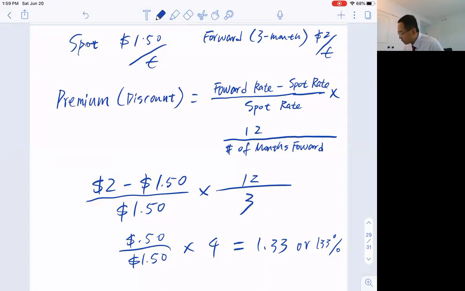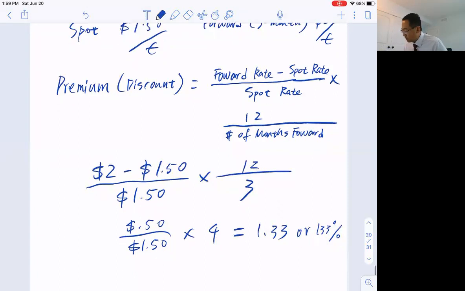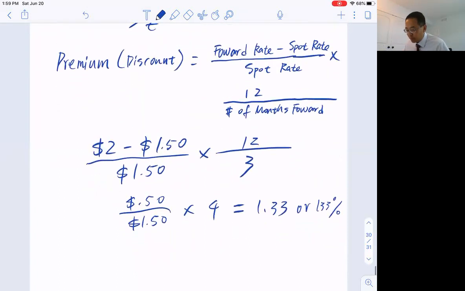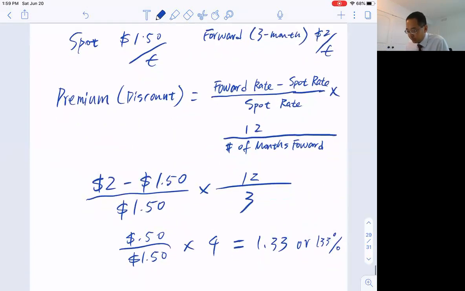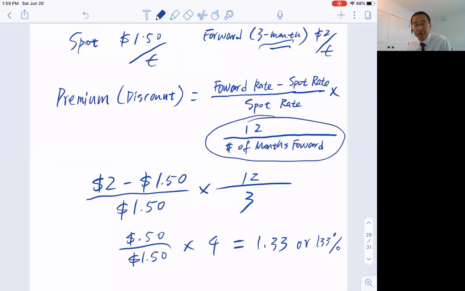Okay, so now what does this mean? The premium means your forward rate on an annual basis is going to be 133% higher than your spot rate. Because remember here, this difference is based on 3 months. So when you do the 12 divided by 3 months, then you convert it to an annual difference. That's why it seems bigger now than just the difference between 2 and 1.5.